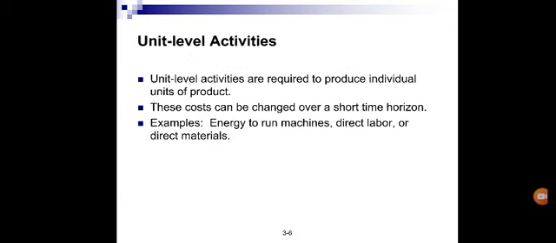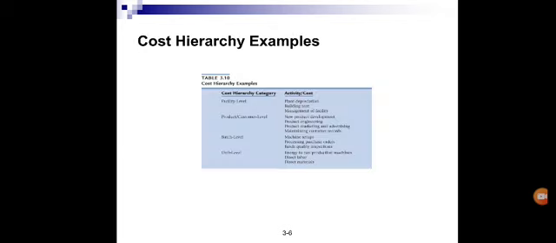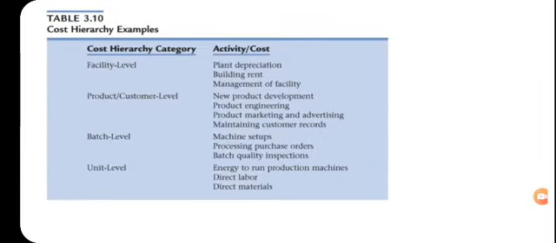Unit level activity is the activity or cost related to producing an individual unit of product. For example, energy to run machines, direct labor or direct material. Direct material cost is a unit level cost. For every product, you have to use a certain amount of material, etc. Okay, these are other cost hierarchy examples.